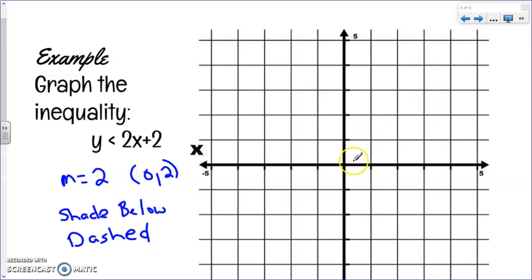So we're going to go over here to 0, up to 2, and then the slope is 2. So up 1, 2 over right 1, or down to the left 1. Notice my line is slanting to the right.